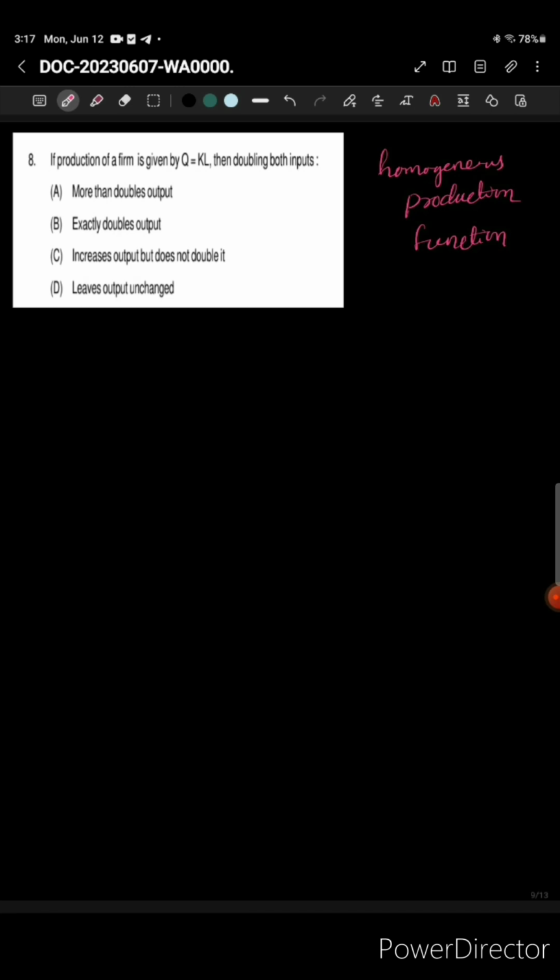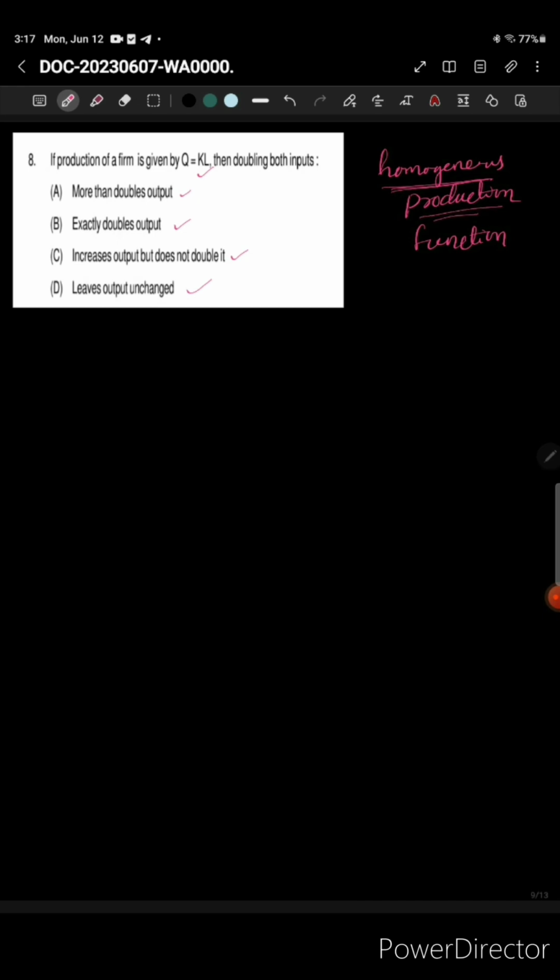So today's question is: if production of a farm is given by Q equals KL, then doubling both inputs will produce more than doubles output, exactly doubles output, increase output but does not double it, or leaves output unchanged. This type of question can be solved with the help of derivation of a homogeneous production function.